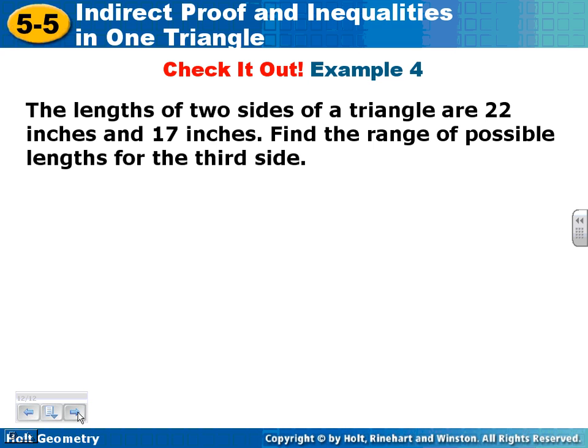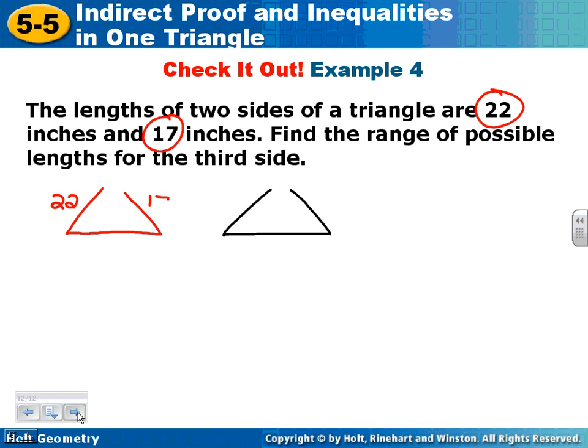Another one, last problem. Let's go ahead and draw two of these funny looking almost triangles with a gap at the top. My numbers this time are 22 inches and 17 inches. So if I put a 22 there and a 17 there, what is 22 plus 17? That's 39. So I think this base has to be less than 39 for it to work.